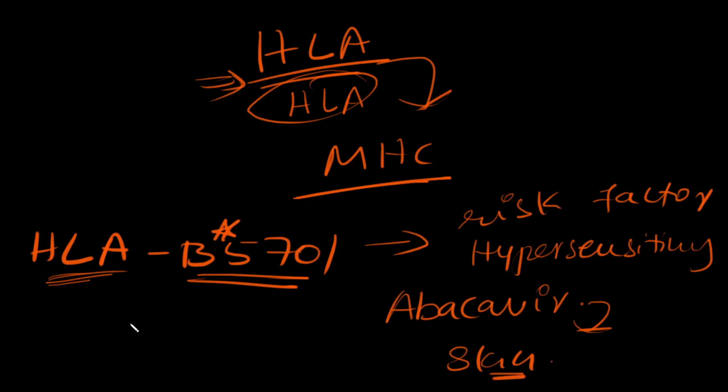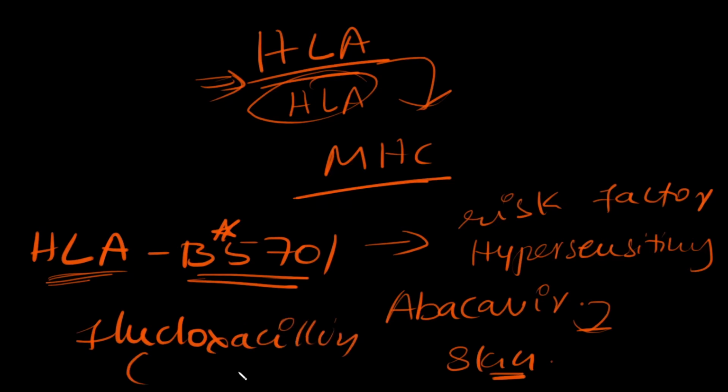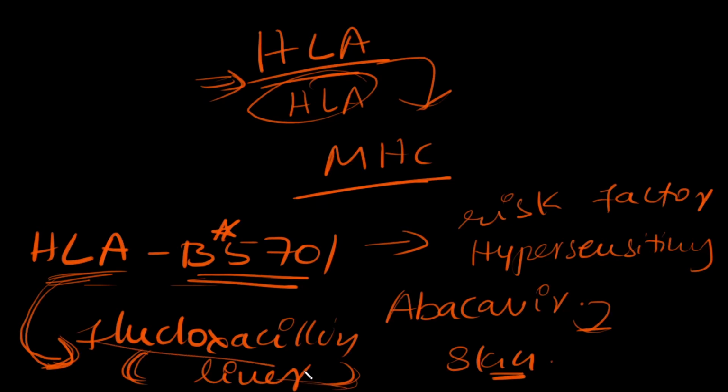Similarly, flucloxacillin, we have already seen, causes idiosyncratic reactions in the liver. Again, the presence of this genetic variant is the cause of idiosyncratic reactions in the liver by flucloxacillin.